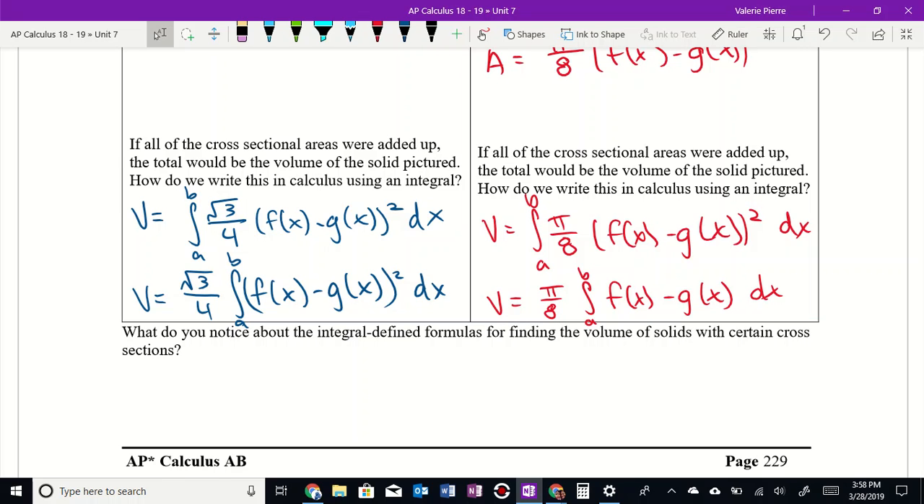So down at the bottom, we ask the question, what do you notice about the integral formulas for finding the volume of solids with certain cross sections? So what I want you to do is basically just write down what you notice about these final volume equations after we found the area of these cross sections.